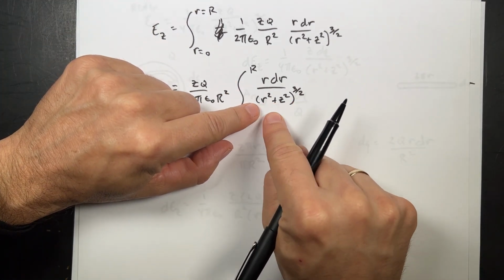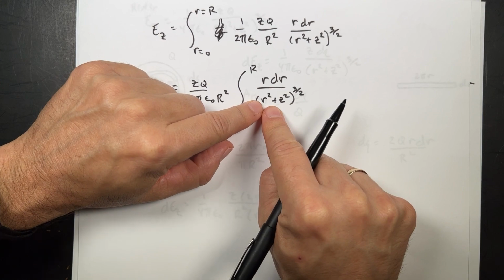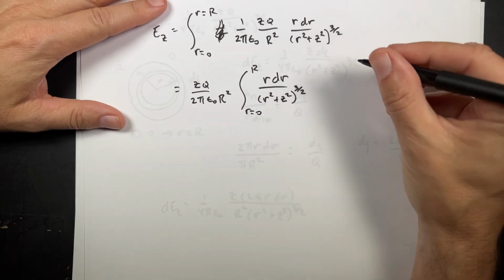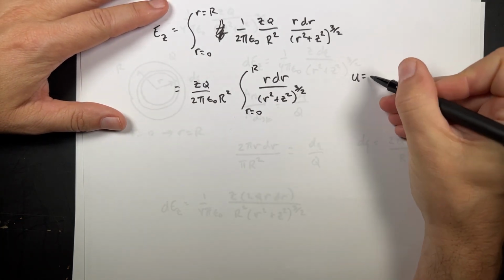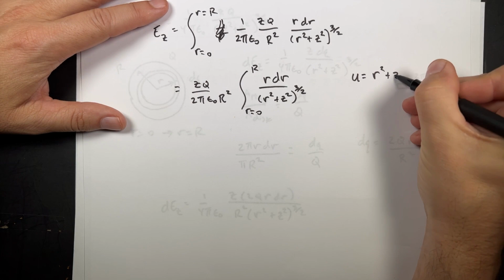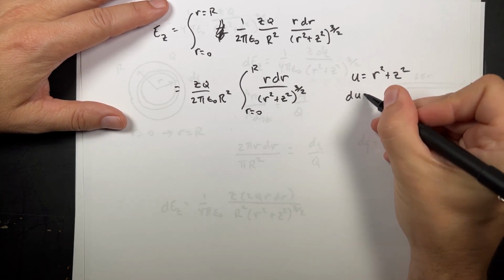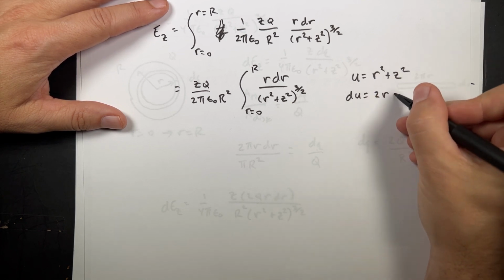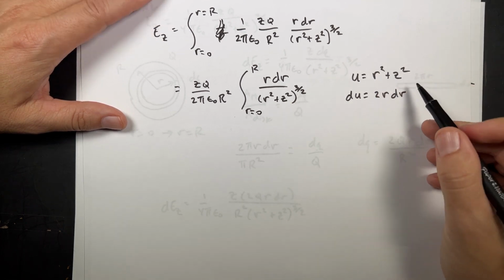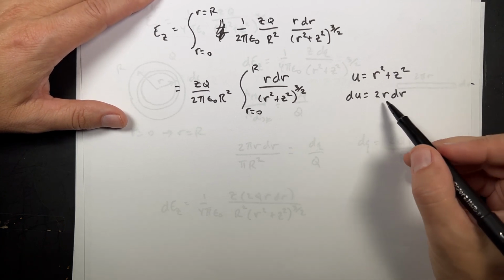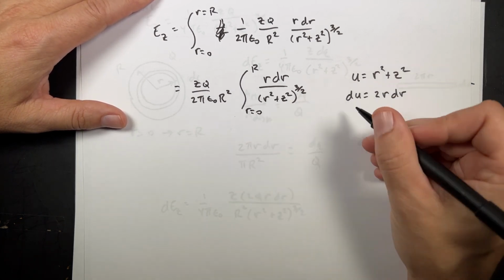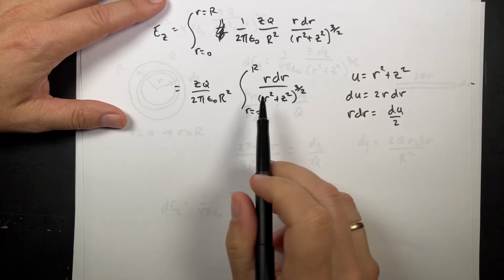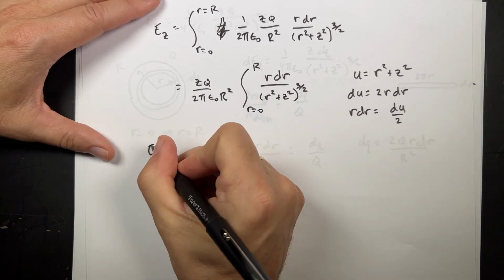If you look at this, you see on the bottom I have an r squared term. And if you take the derivative of r squared, you're going to get something like this. So what if I let u equal r squared plus z squared? Then du is equal to the derivative, which is 2r dr, and the derivative of z squared is 0, since it's a constant in this integral. So r dr is equal to du over 2. So I can make a substitution. Now my integral looks like this.